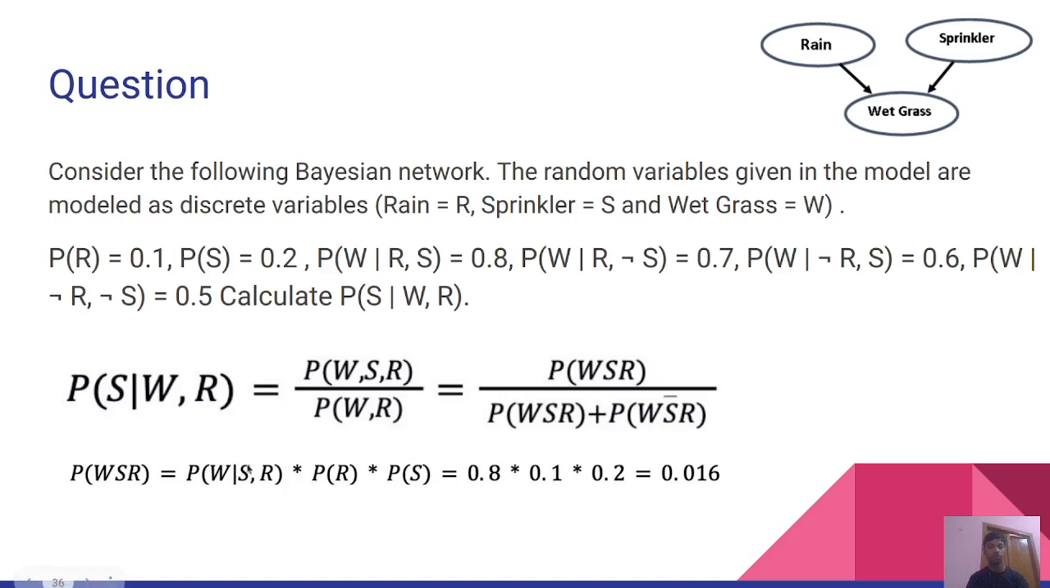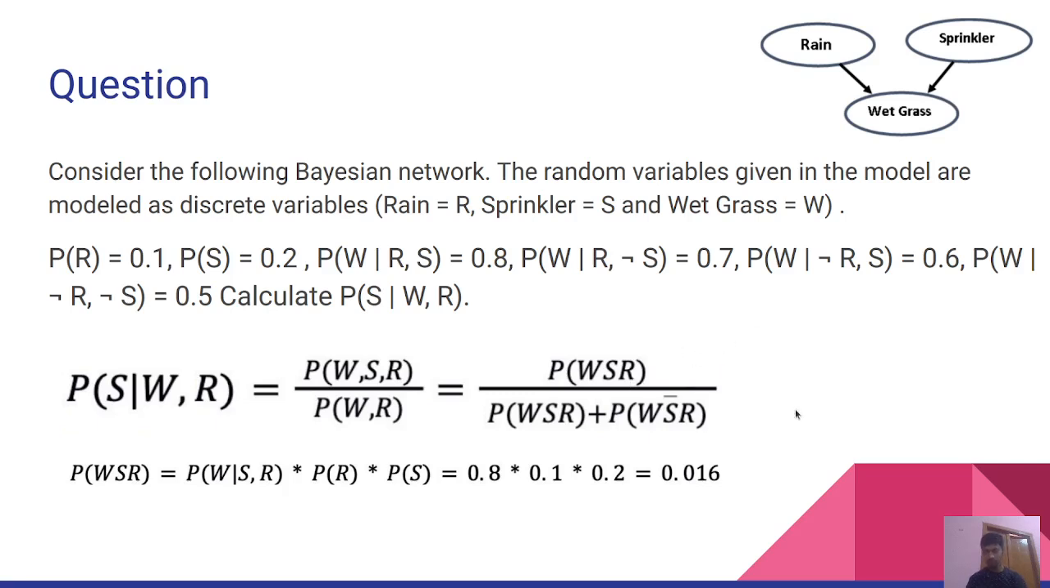So W given S, R is given, yes, W given S, R is 0.8. Okay, P of R, what is the probability of rain? P of R is 0.1. What is the probability of sprinkler is on, 0.2, right? So it is 0.016. This is the numerator.